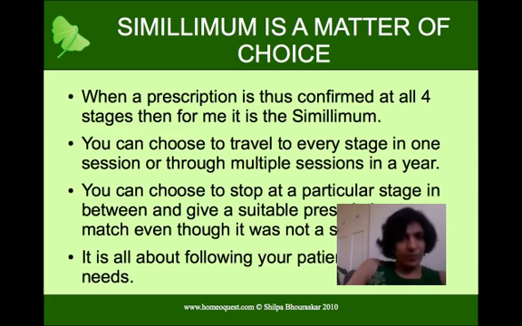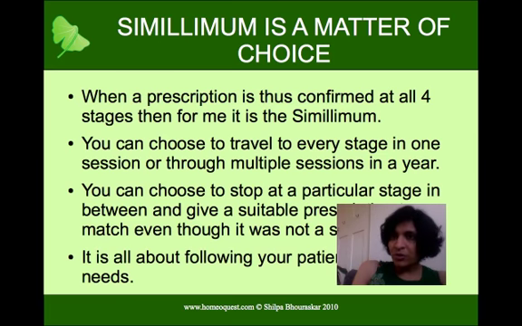But it doesn't have to be that in every case. Now, in this case, you actually confirm the prescription in all the 4 stages. So for me, it's a so-called similimum. And you can just choose to travel to every stage in one session, or you can do it through multiple sessions throughout the follow-up process. And not every person might even go to every stage. So you can choose to stop in between, say you stop at stage 2 because she couldn't give any more information at an individual level.